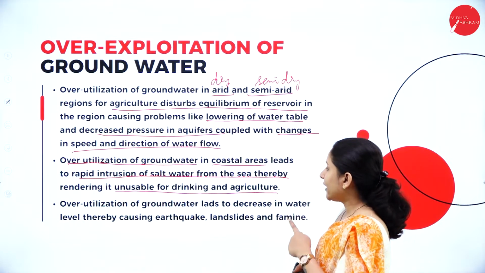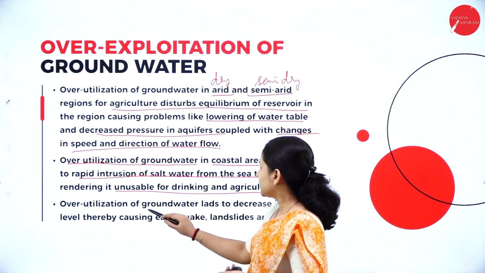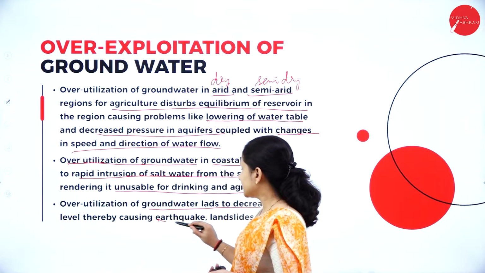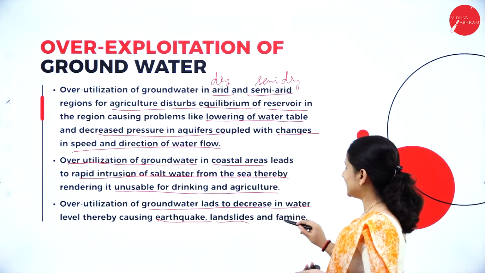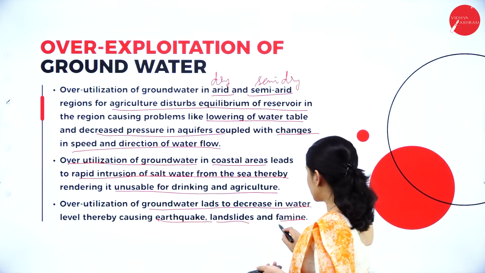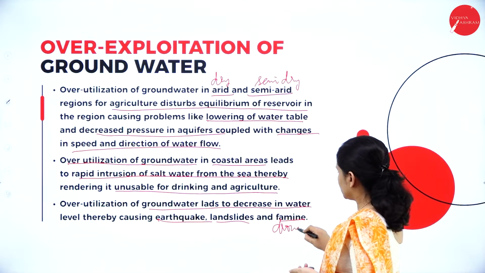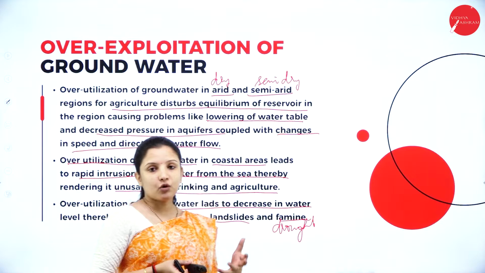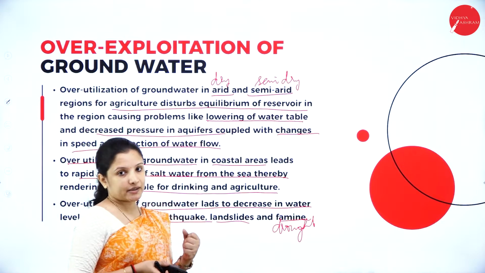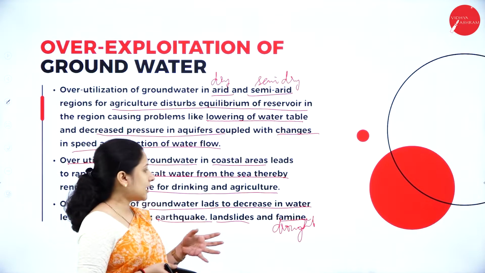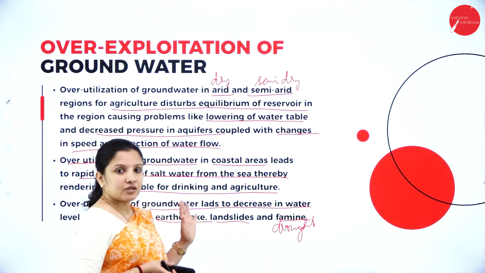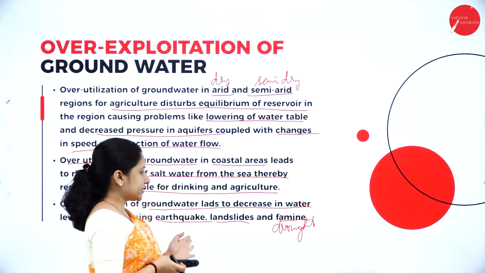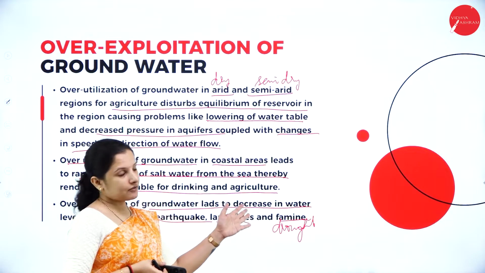And overutilization of groundwater leads to decrease in water level, thereby causing earthquakes, landslides and famine, that is drought, or unavailability of water. Because water is needed to hold the soil particles together. If that is not happening properly, because of the decrease in the water level or the groundwater level, it results in earthquakes, landslides and famine.